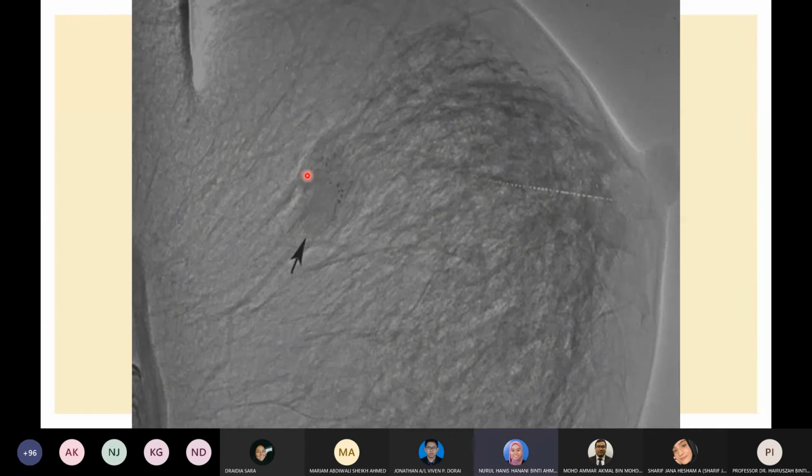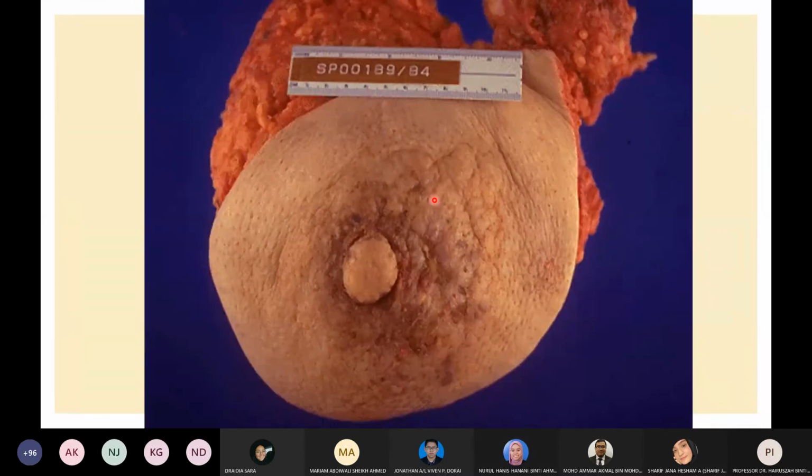Not sure whether you can appreciate, there's a smallish irregular lesion here, and there are some specks, the dark ones, which are the calcification. So this is a very suspicious lesion, an irregular mass. This is the peau d'orange. See the changes like orange skin, hardened, irregular.